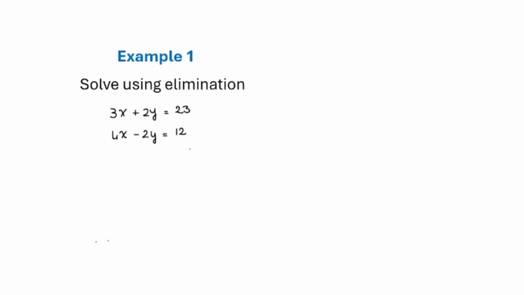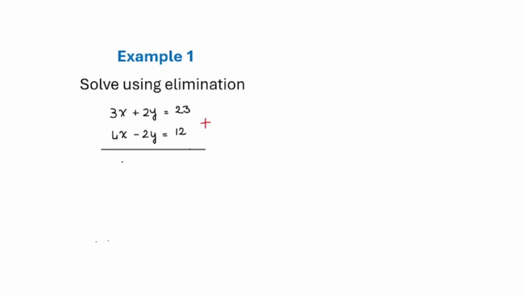Let's start with the first example. We have 3x plus 2y is equal to 23, and 4x minus 2y is equal to 12. First, we check whether the terms are aligned. They are. In both equations, we have the x term first, then the y term, then the equal sign, then the constant. Next, we check whether one variable has the same coefficient with opposite signs. Here, the y terms are perfect for elimination because we have plus 2y in the first equation and minus 2y in the second equation. So we can add the two equations directly.